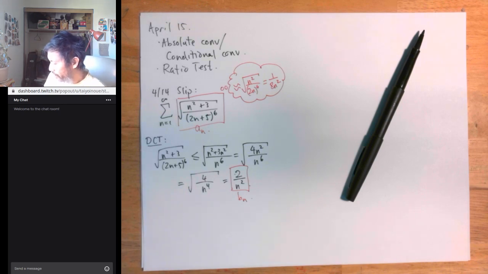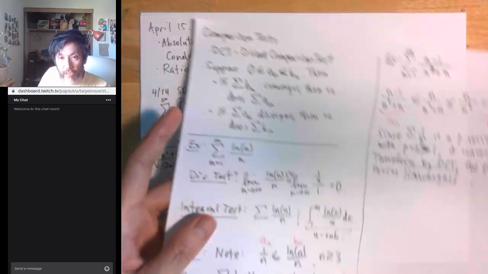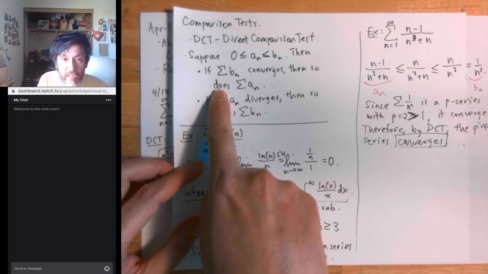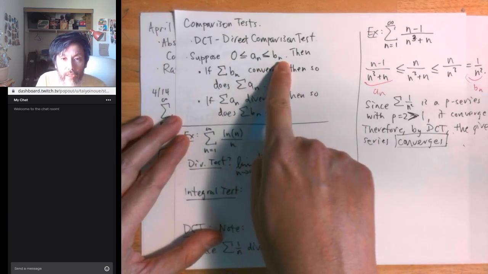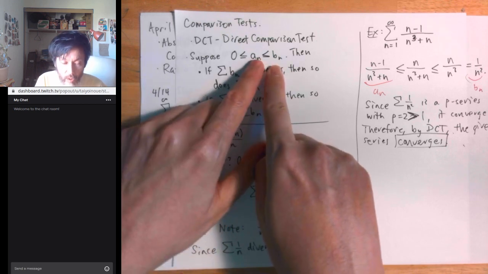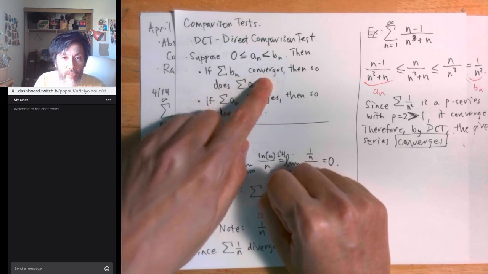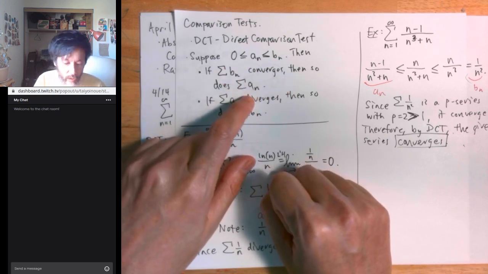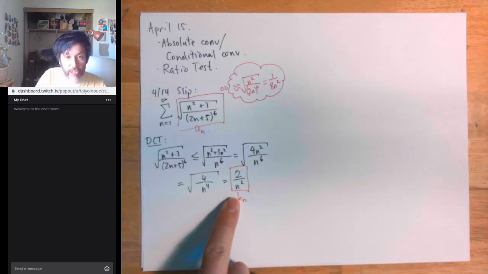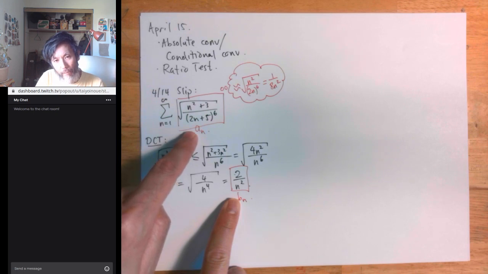So let's just remind ourselves about what the direct comparison test says. This is the paper that I wrote up yesterday in the lecture. Here is the DCT. If you have two sequences, a sub n and b sub n, which have this sort of inequality relationship, then if the bigger brother converges, then so does the little brother, yes? That was the conclusion. So what's playing the role of big brother here is 2 over n squared, and what's playing the role of little brother here is a sub n. Is that clear?